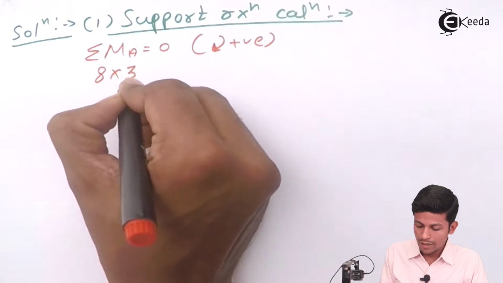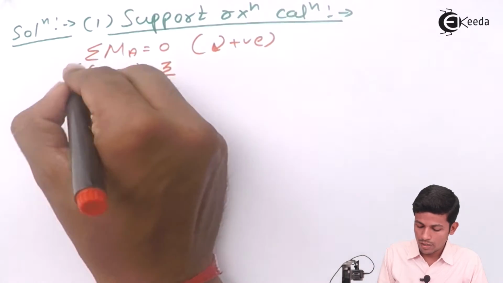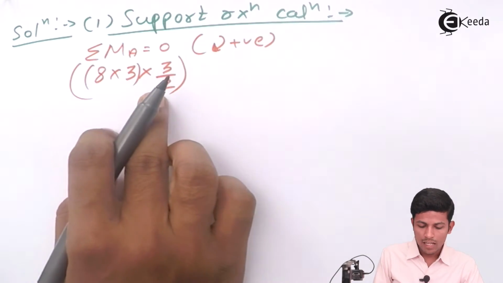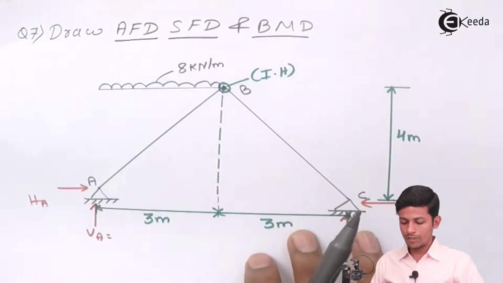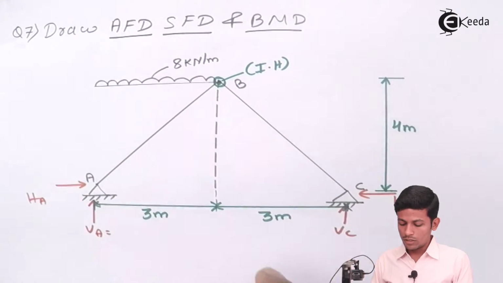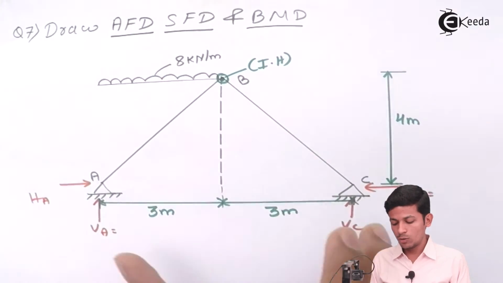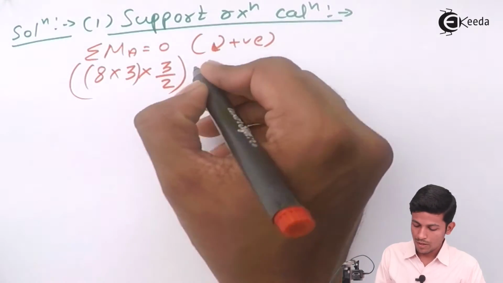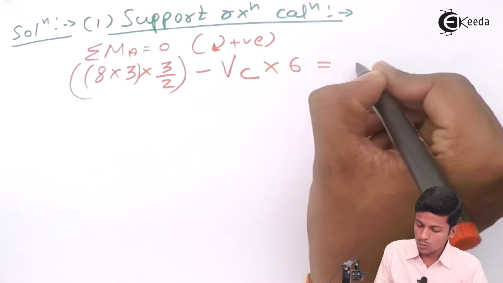8 into 3 into 3 by 2. This is your load, and this is your total load into that distance. After that there is no load, so directly we come to the unknowns. Now this will go like this. This is anti-clockwise, so VC into this distance, which will be 6 meter, minus VC into 6 equal to 0.